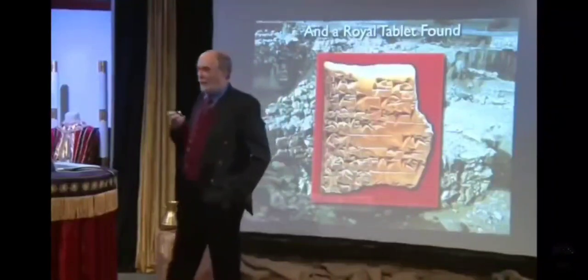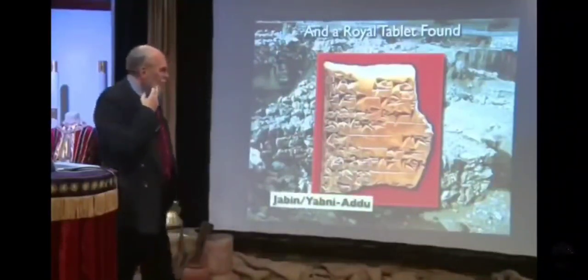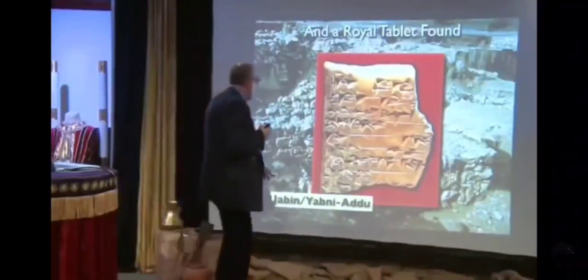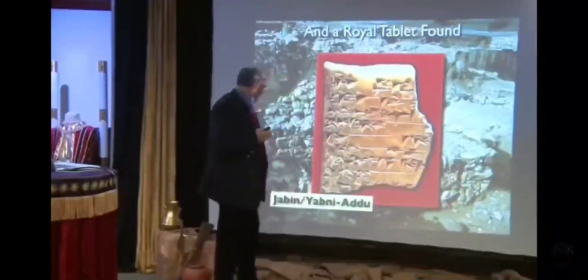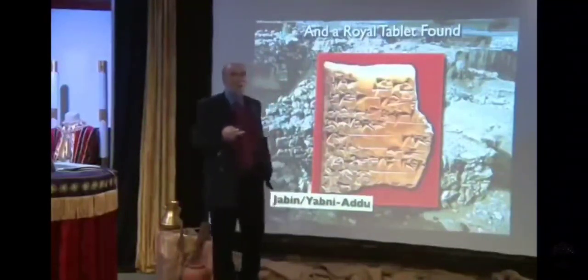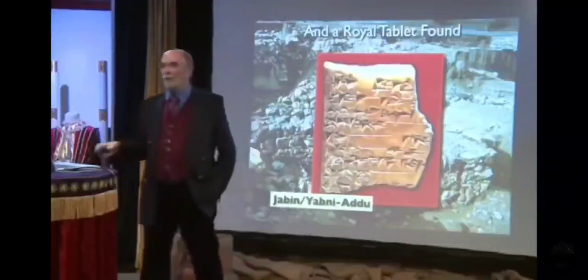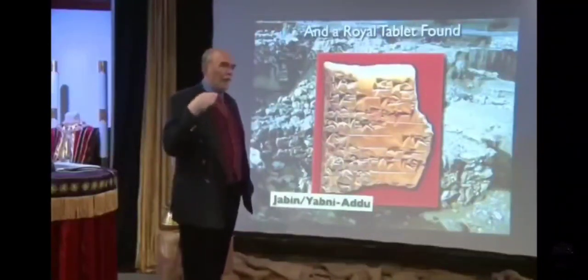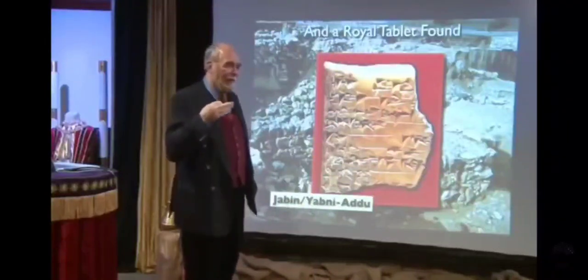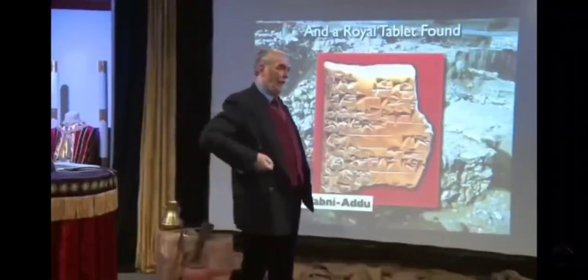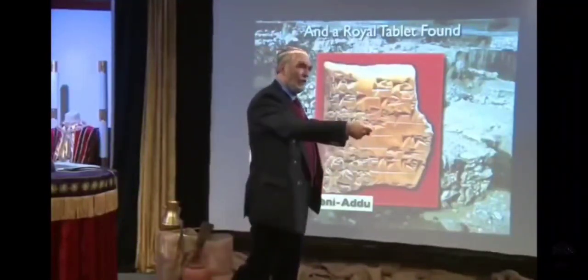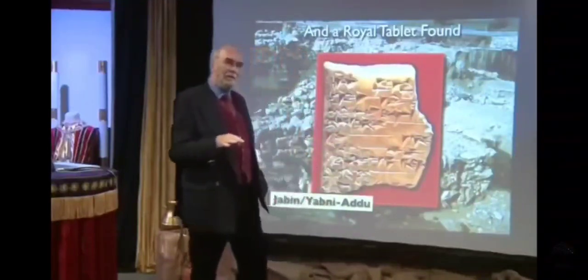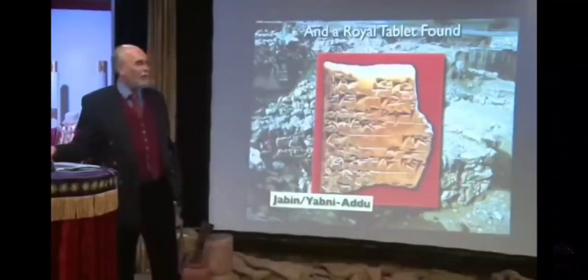And do you want to know what his name is? He's called in Canaanite and Akkadian Yabni. And Yabni is biblical Jabin. So the king who lived in this palace at the Middle Bronze Age that was burnt to the ground and destroyed has the same name as the king that Joshua slaughtered and burnt the city to the ground. How specific do you want me to get?